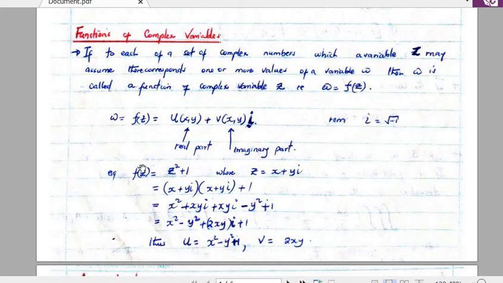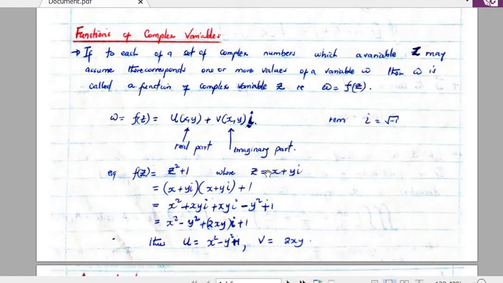Let's take, for example, f(z), which is basically z squared plus 1. Our work here is to look at the forms, the real part and the imaginary part that come as a result of z squared, then simplify it and include the 1 so that we can obtain our u and our v, where z is x plus yi.